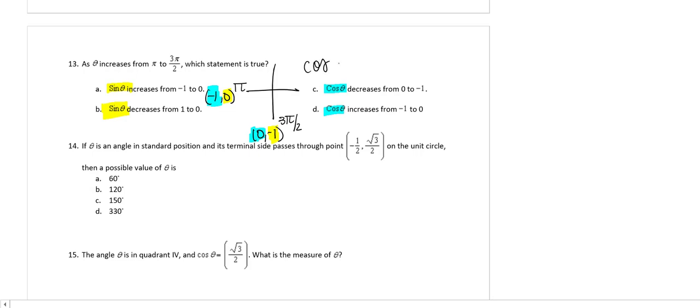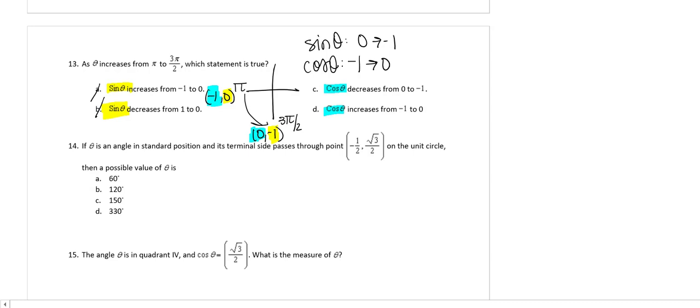So let's get that written out. Cosine of theta goes from negative 1 to 0. Sine of theta goes from 0 to negative 1. So this says sine increases from negative 1 to 0. No, our sine values are decreasing, right, because we're going down. Let's see. Sine decreases from 1 to 0. Well, it should say negative 1 to 0, so nope.